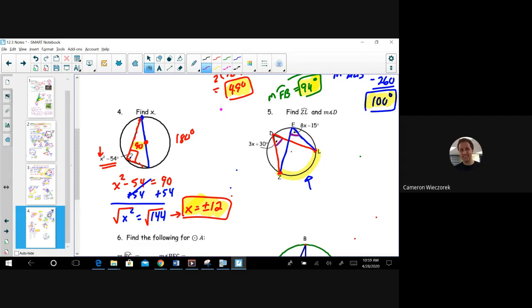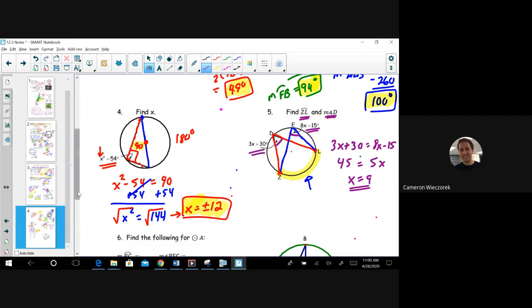So all you got to do here is take the expressions and set them equal. I know 3x plus 30 has to equal 8x minus 15. So moving things over, I get 5x equals 45. And dividing by 5, that tells me x has to be 9. Okay. Problem's not done, though. They didn't ask you for that. They asked you what's the arc measure ZL and what's angle D.